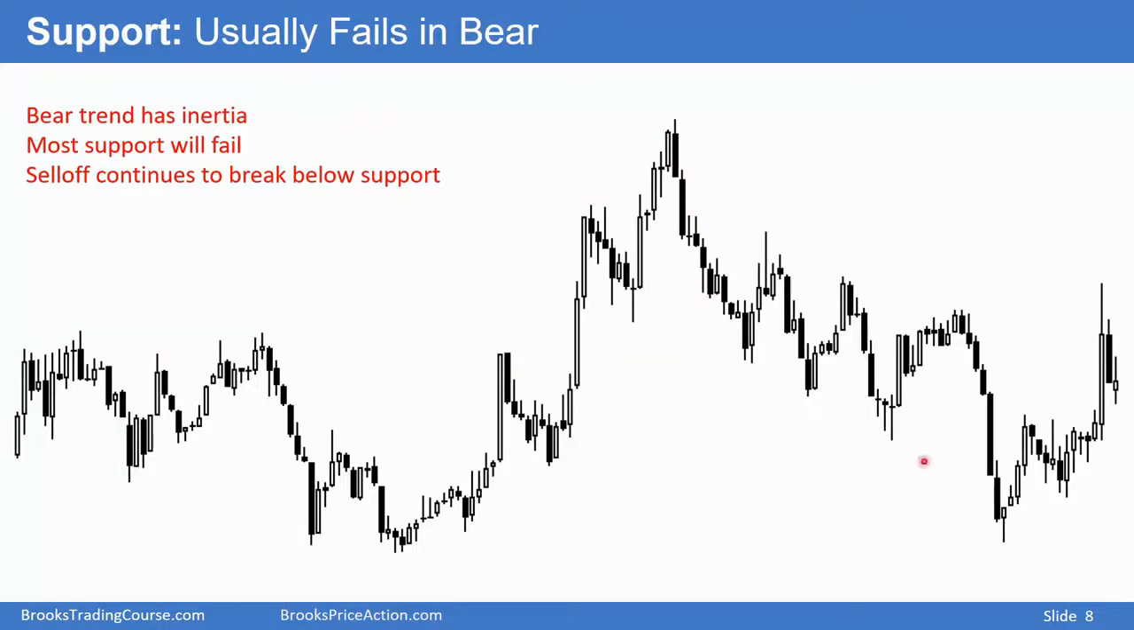A bear trend also has inertia. It also tends to continue to do what it has been doing. If it's going down, it tends to continue down, and support will fail. The bulls hope for a potential double bottom. They started to get it, but we reversed down.